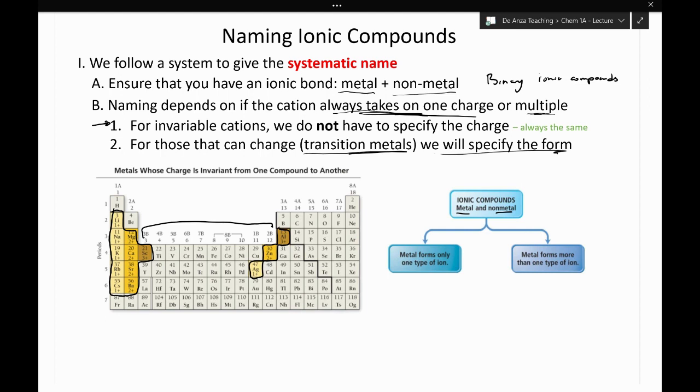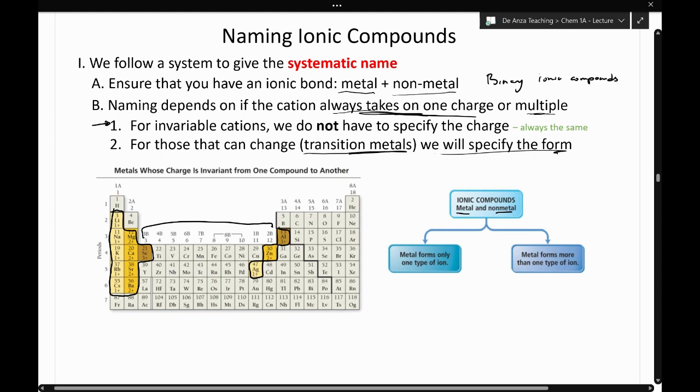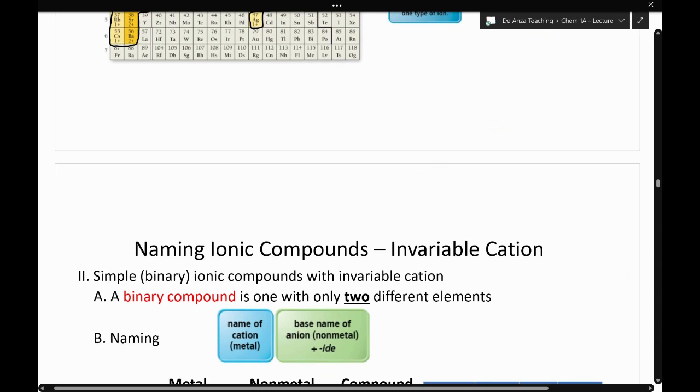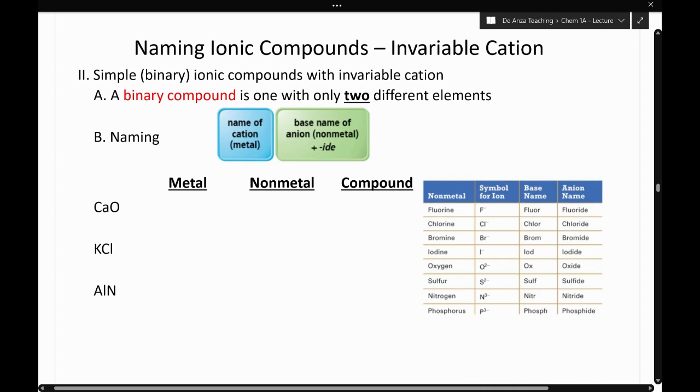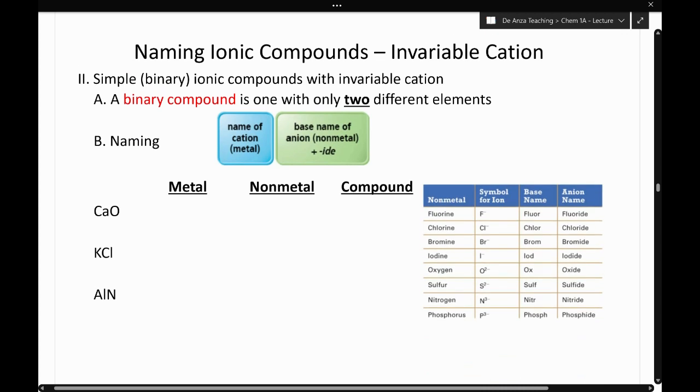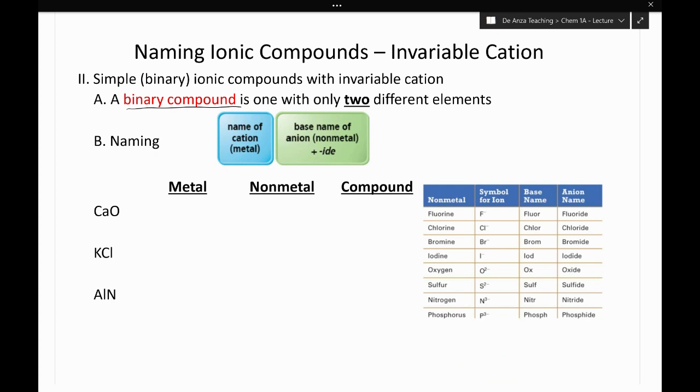First we're going to focus on the naming scheme used for what we'll call the invariable cations, those cations colored in on the periodic table that are always going to have the same charge. As I stated previously, we're focusing on binary compounds, which have only two different elements. The way we name these is we write the name of the cation, the name of the metal, and then write down the nonmetal and check this table off to the right, which tells us how to break something down into its base name. Then we add IDE to that base name.